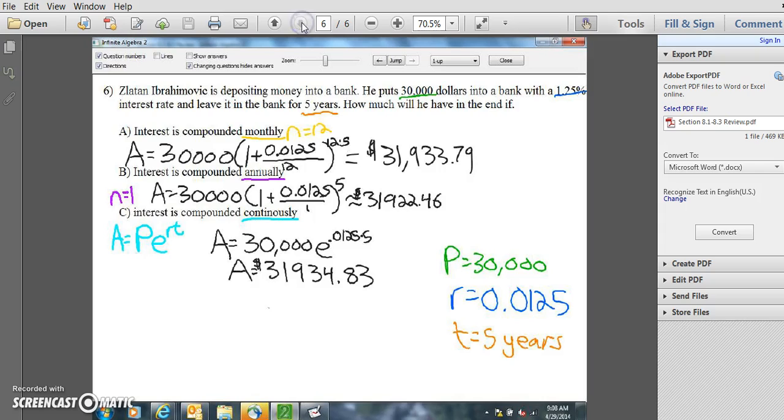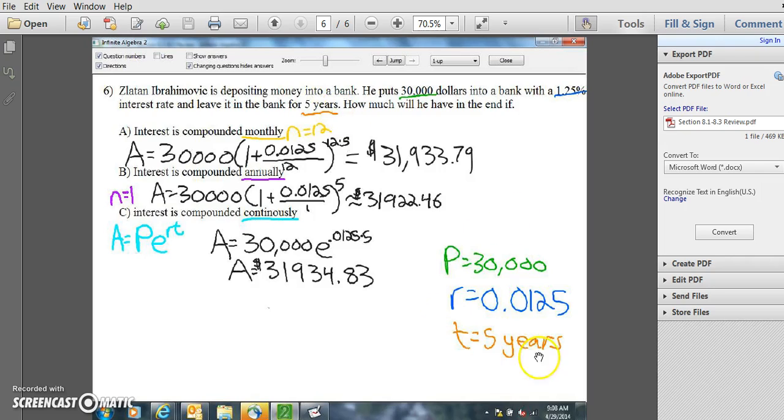Now last is problem 6. Zlatan Ibrahimovic is depositing money into a bank. He puts $30,000, that's your P-value, into a bank with 1.25% interest. Now notice here the rate is 0.0125. You move the decimal point 2 places to the left. Just because it's 1.25%, you still need to move it over. That's the common mistake everyone makes.